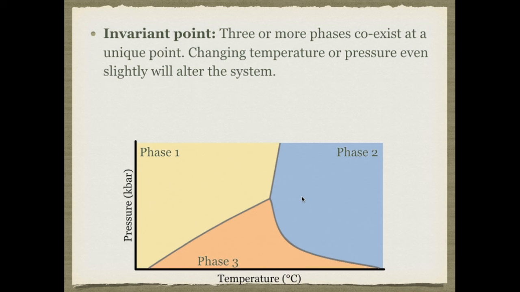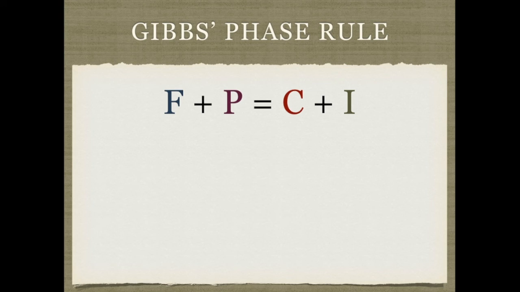If you move this way, you only have phase 2. This way, you only have phase 3. You can move along any of these lines, but one of the phases will drop out. So to keep the system the same, you have to stay on that invariant point, and that means you have 0 degrees of freedom. Where am I going with all this? It's all about to come together, as you'll see, because we have this lovely formula.